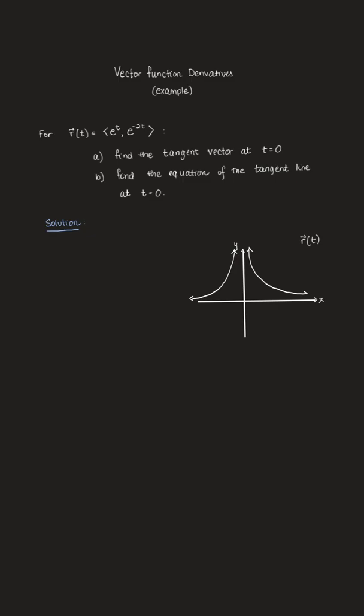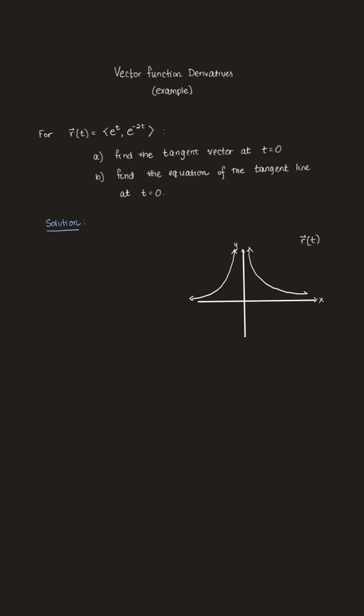Let's do another example finding vector function derivatives. Here is a vector function in R2, e to the t and e to the negative 2t are the components. We'll find the tangent vector when t is 0, and we'll also find the equation of the tangent line at t equals 0. I'm just going to do parametric equations. Even though this is a 2D function, we could eliminate the parameter and find a typical tangent line as y as a function of x, but I'm going to stay with parametric equations.